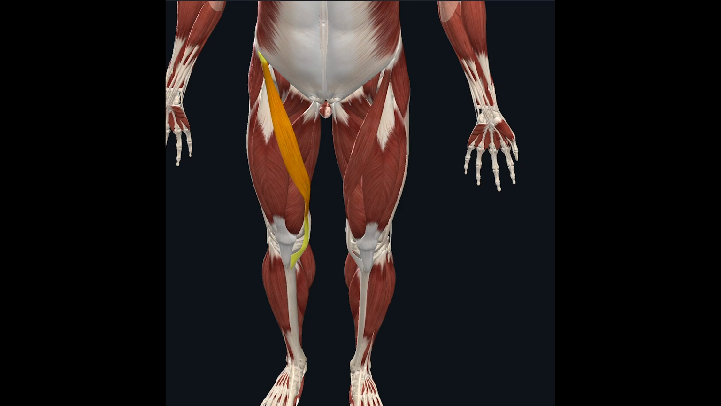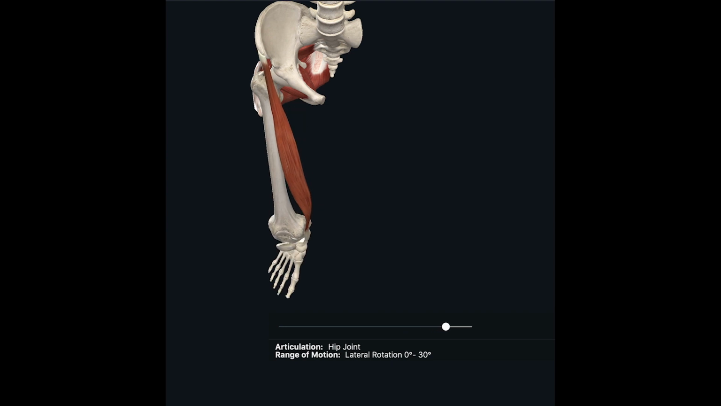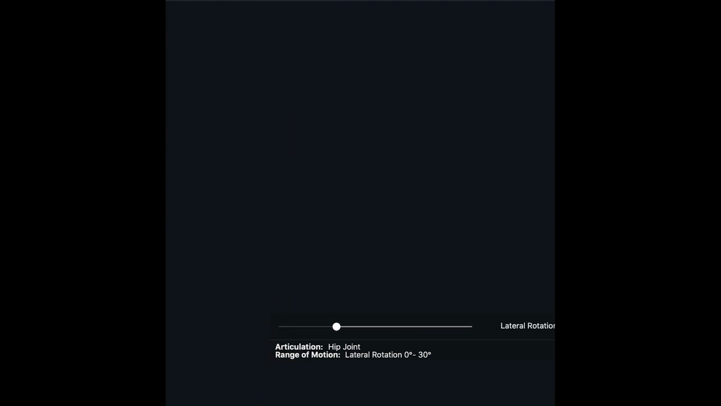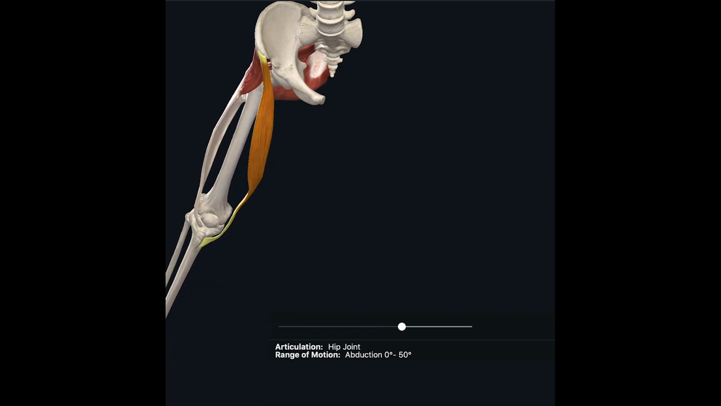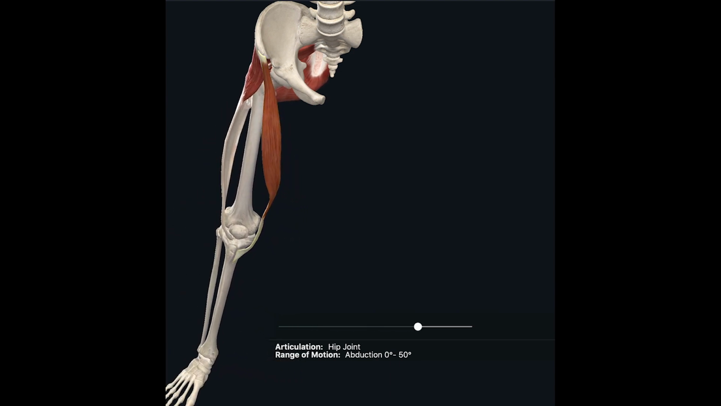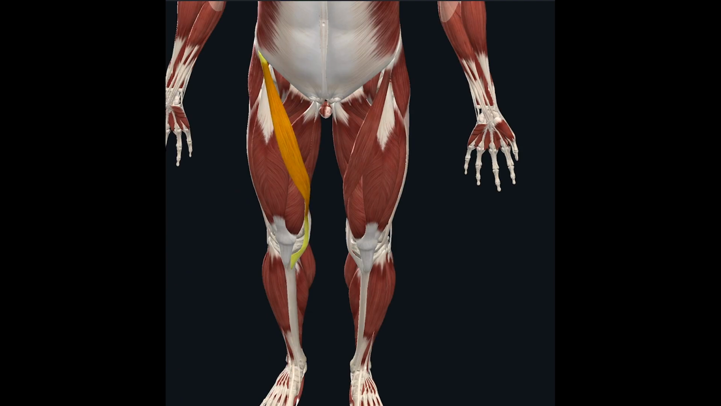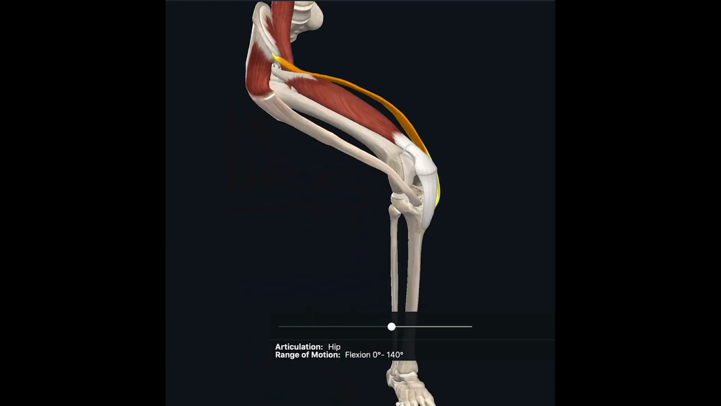So the sartorius has quite a few actions because of the nature of its placement across the thigh. It can cause flexion, abduction, and laterally rotate the hip. So this is what lateral rotation of the hip looks like. Hip adduction looks like this. And flexion of the hip looks like this.